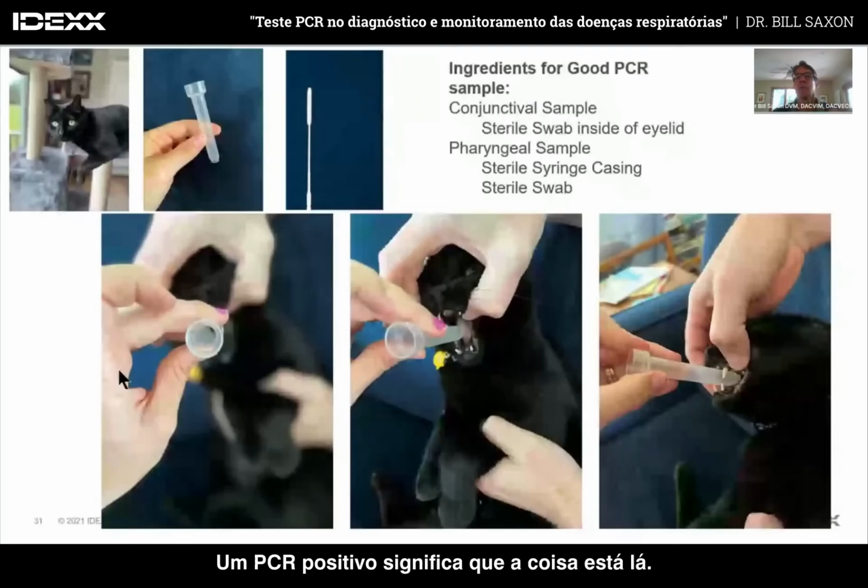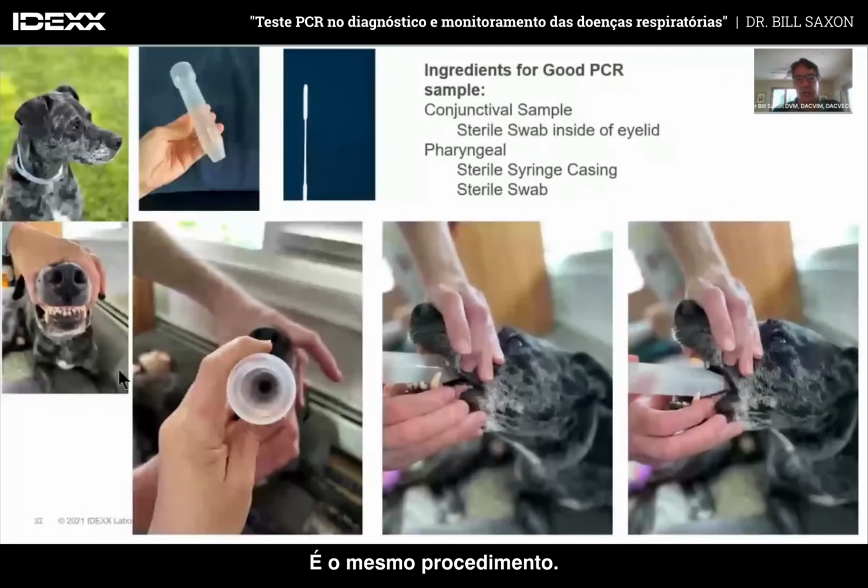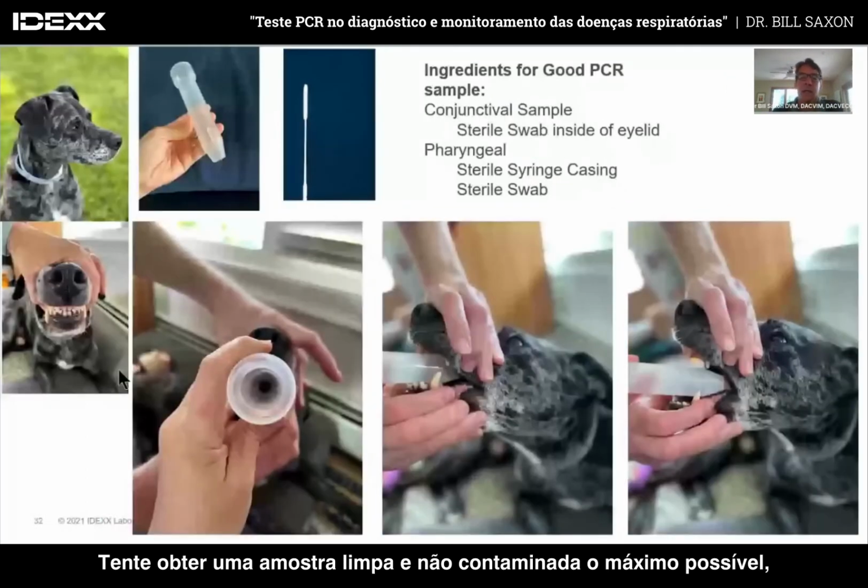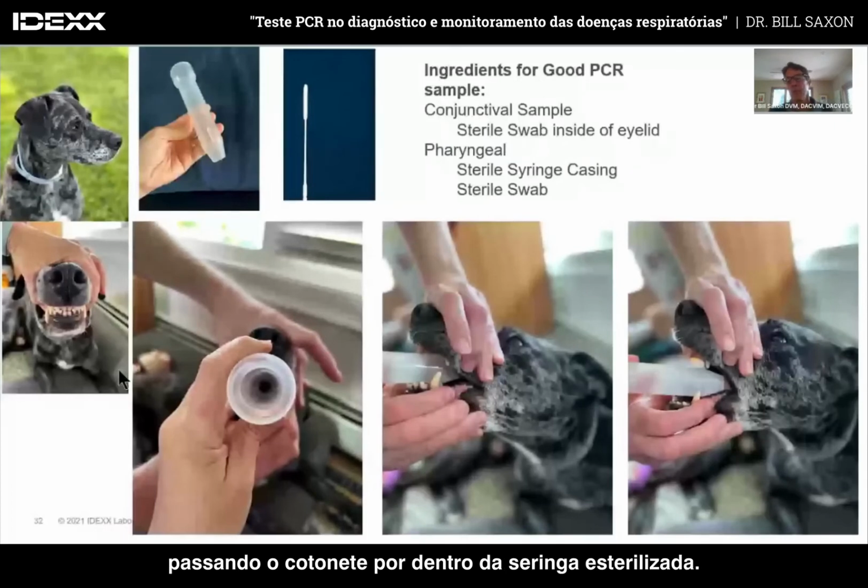Again, a positive PCR means the thing is there, and it's up to us to put on our doctor pants and decide if that thing is really the cause of my patient's signs. And in dogs, just use a bigger syringe case, same mechanism. Try to get as clean and uncontaminated a sample as you can by directing that swab through a sterile syringe case.